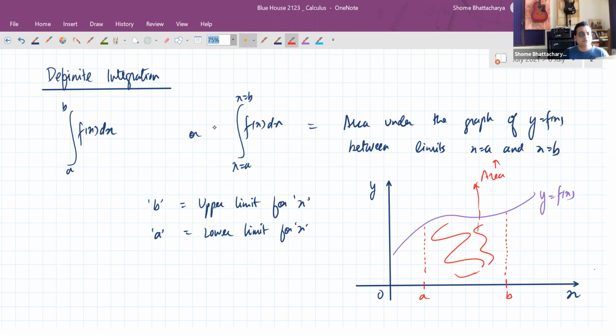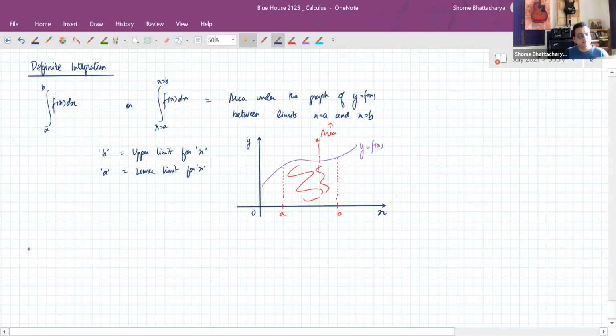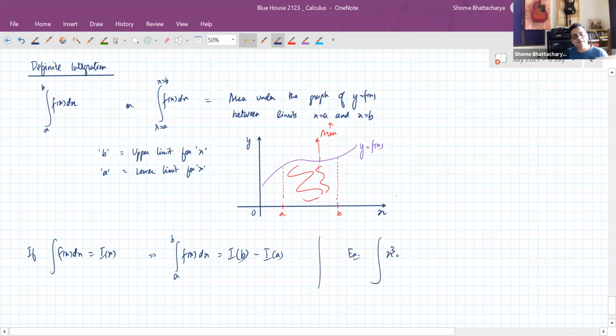Now, how to do the calculation? That comes by substituting. If the indefinite integration gives us the antiderivative I(x), then the definite integration from a to b is given by the value of the antiderivative at b, that is the upper limit, minus the value at the lower limit. As we had seen as an example, suppose we are integrating x cube plus 2x, let's say, from x equal to 1 to x equal to 2.